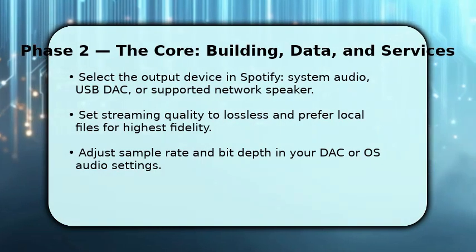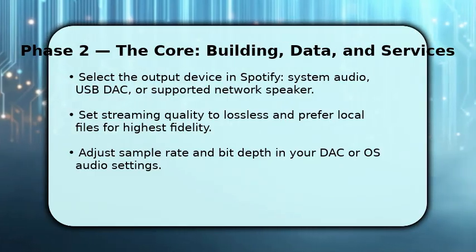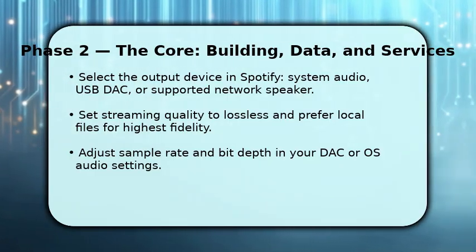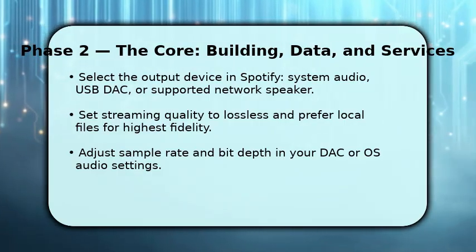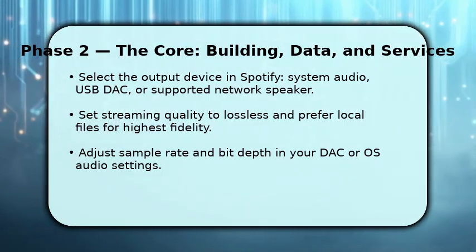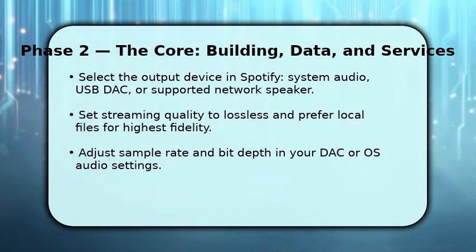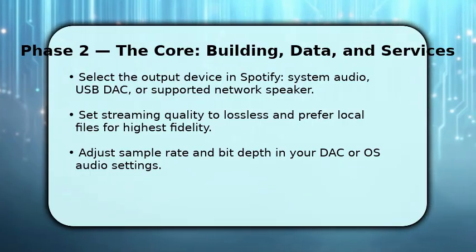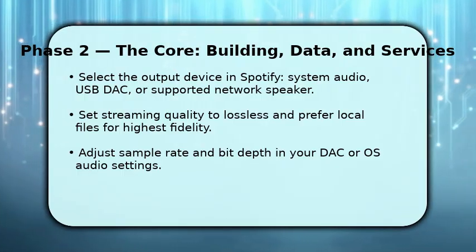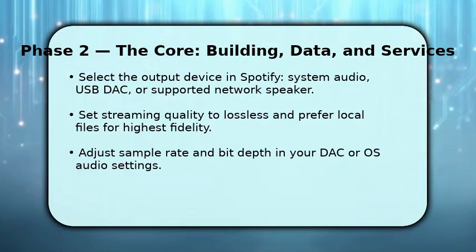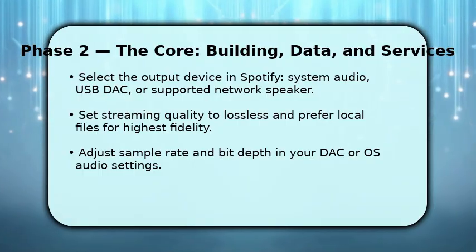Now you configure the signal chain so nothing bottlenecks the stream. In Spotify, select your output device explicitly. Choosing the system default can route through lower-quality mixers. Then set streaming quality to lossless. If possible, prioritize local files or downloads to avoid network hiccups. On desktop or a DAC, match sample rate and bit depth. Make sure they are at least 44.1kHz/16-bit or higher to preserve fidelity. If using a phone, enable LDAC or wired mode to maintain the bitrate.